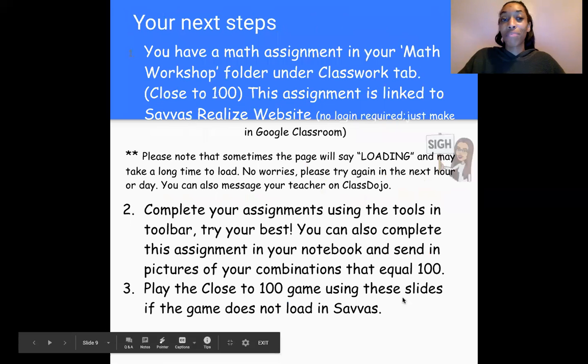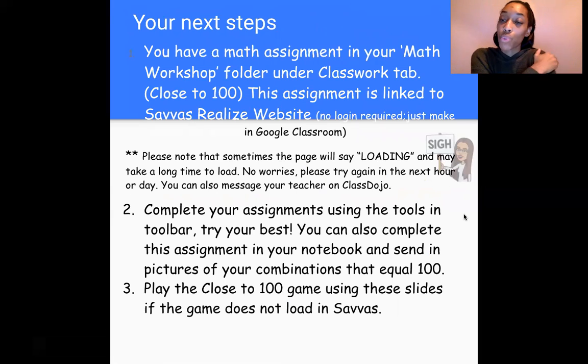Your next steps will be, there is a math assignment called Close to 100. It was released last week, and yes, it is glitchy. Savvas is glitchy, and those who are trying, we know you're trying, you will receive credit. This is focusing on making combinations to 100. So if you're able to, do it in a notebook. You can also send that in if you're making combinations up to 100 in your notebook. And show whatever strategies that you used as well when you take a picture of it. If you're doing it on Savvas, try your best to complete it. Click the check mark and turn it in. You can also play this game.